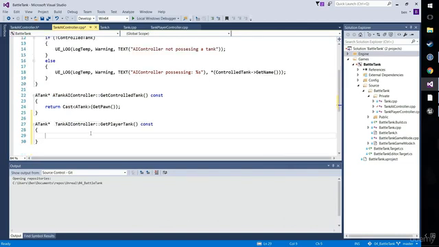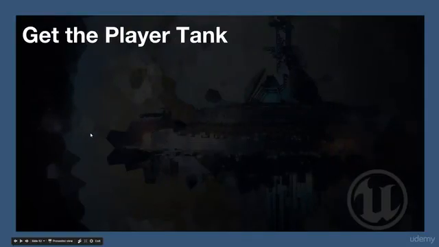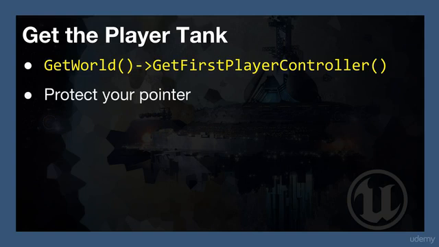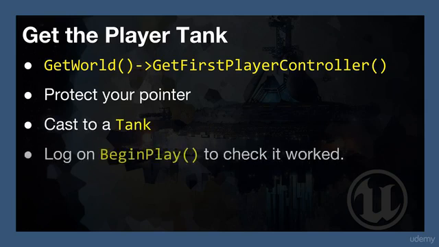Well, there's a couple of different methods you can actually use for this, and I want you to have a look on the web and see if you can work out how to do it. I'm going to suggest that there'll be 2 things you'll find. You'll see the gameplay statics when you do a Google search. You'll also see this method here. So if you haven't got an internet connection or you don't want to look it up yourself, that's the method we need. Once you've got the first player controller like that, I want you to protect your pointer because maybe it'll fail, and then cast it to a tank, and then log out on begin play to check it worked.